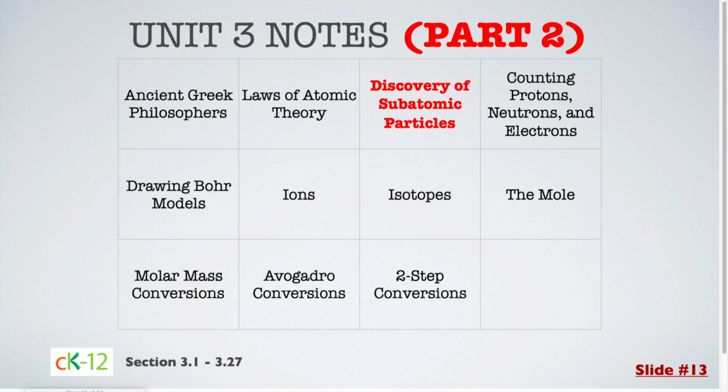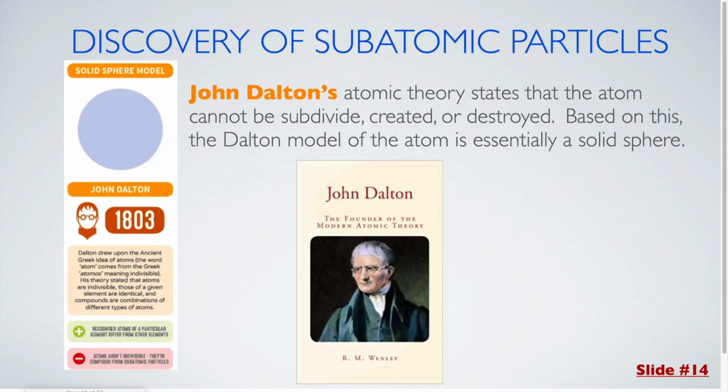In part 2 of the Unit 3 notes, we are going to be covering the discovery of subatomic particles. In our last video, we were discussing John Dalton's atomic theory. In that theory, he stated that atoms cannot be subdivided, created, or destroyed. Based on this, the Dalton model of the atom is essentially a solid sphere. So in the early 1800s, scientists believed that the atom could not be broken down any further, and they did not have any idea about subatomic particles at that point.